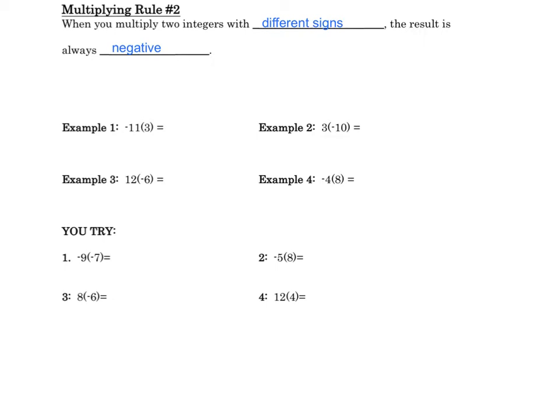So what does that mean? Well, that means a positive times a negative equals a negative, and a negative times a positive equals a negative. So different signs, your answer is always going to be a negative when you multiply integers.